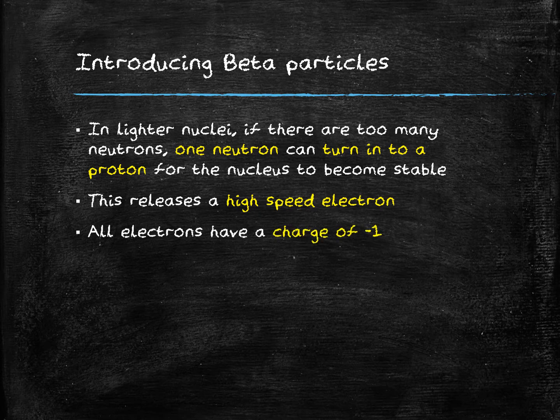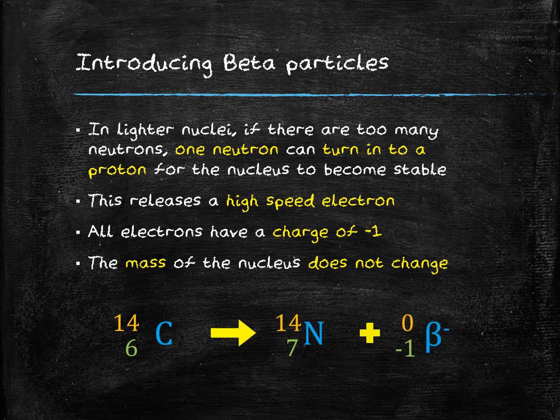The electrons have a charge of -1, and the mass of the nucleus does not change during this type of decay. So the example I've got here is a classic form of beta decay. Now this is the decay equation for beta decay that you need to be aware of. If you look at the top line, the mass numbers do not change whatsoever. So the carbon 14 turns into nitrogen 14 here.